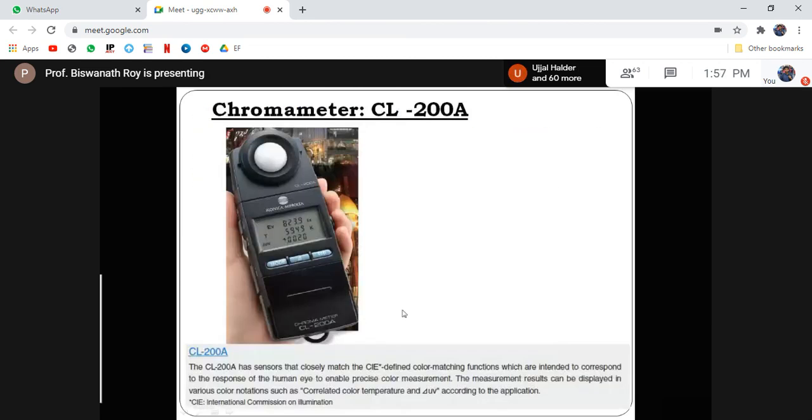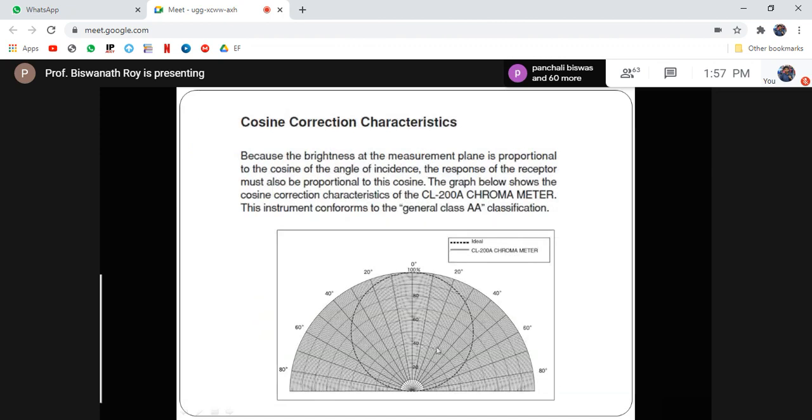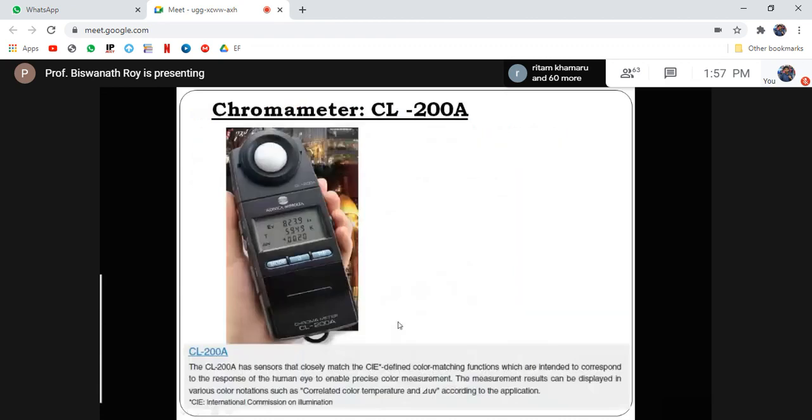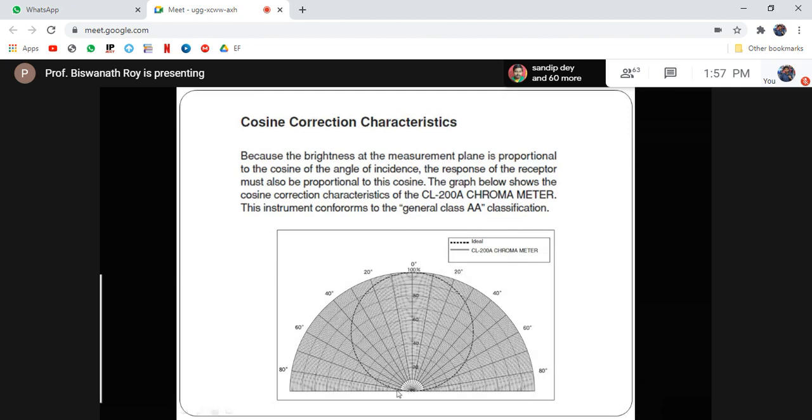On the other hand, this sensor needs to collect light from all other directions. So some cosine correction is necessary for this type of instrument. The cosine correction is done with the help of this white diffuser. And how the cosine correction is obtained is represented by this diagram. So let me read what is written here. Because the brightness at the measurement plane is proportional to the cosine of the angle of incidence, the response of the receptor must also be proportional to this cosine. So it is almost matching, right?